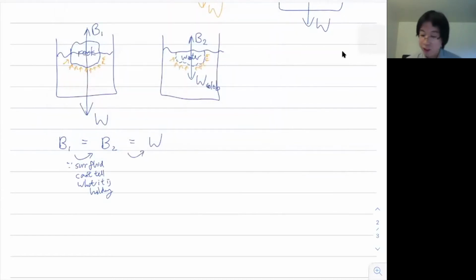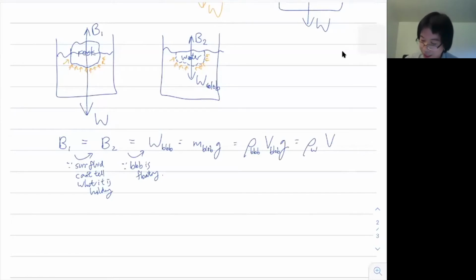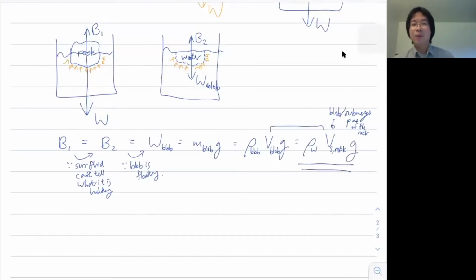And this equals this because the blob is floating. Okay. And this equals mg, m of the blob times g, and this equals the density of the blob times the volume of the blob times g, and equals the density of water times the volume of the blob. So this can be either the volume of the blob or the submerged part. You see where the submerged part comes in now, right? It's the submerged part of the rock, because these two are the same, right? Times g. And there you go. It's a one-line proof.